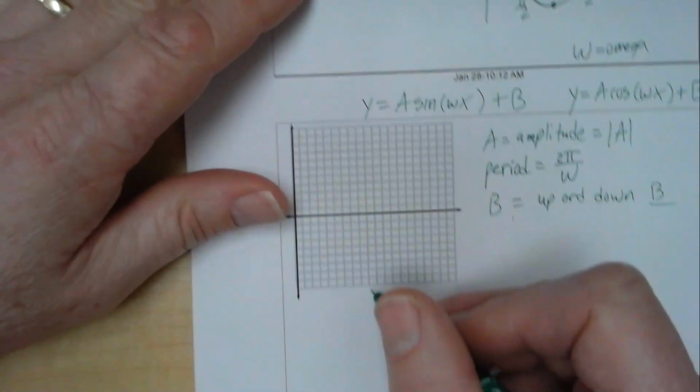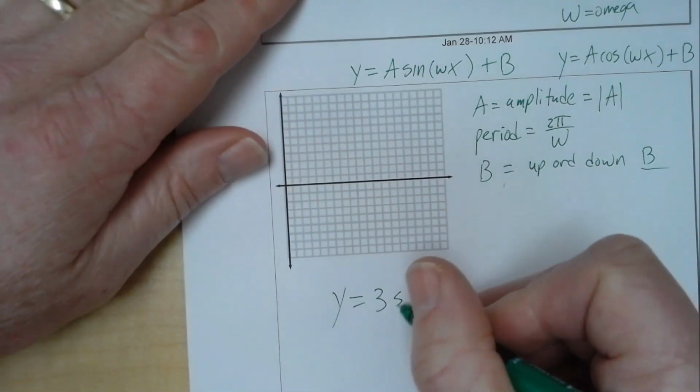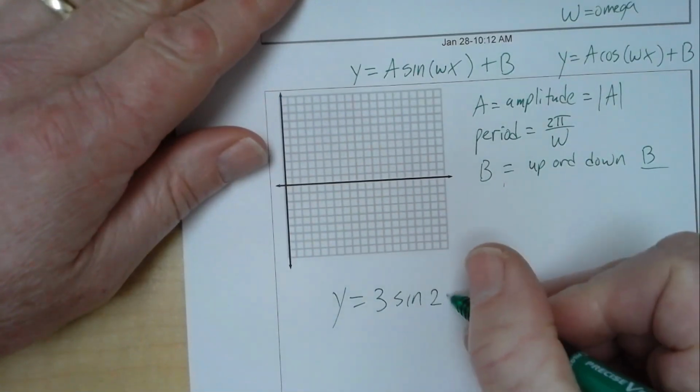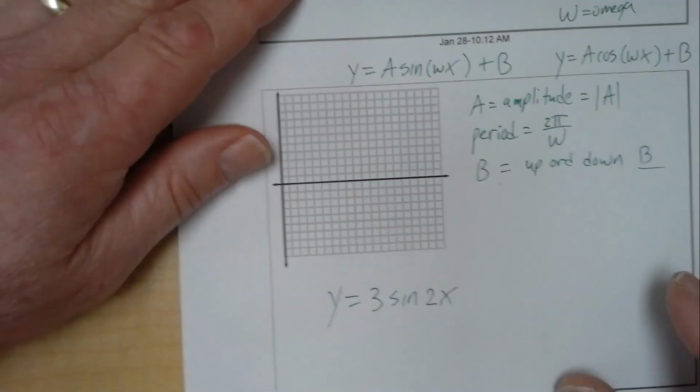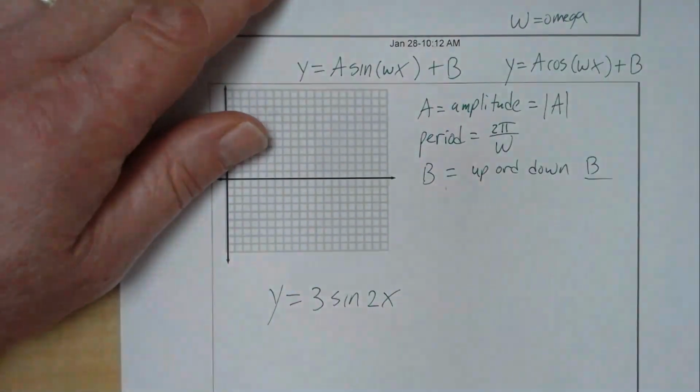All right, so my first graph here is going to be y is equal to 3 sine 2x. And it froze. There it goes. 3 sine 2x. I have no idea why this thing freezes. It's probably the stinking camera.